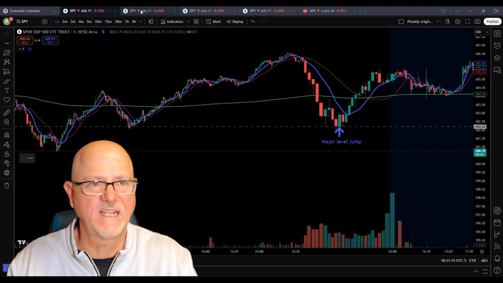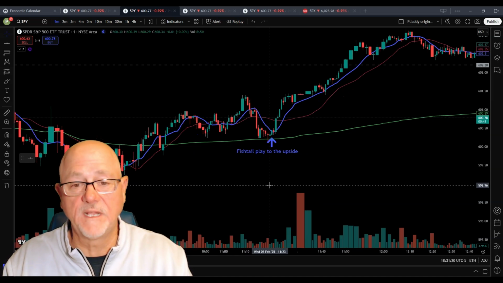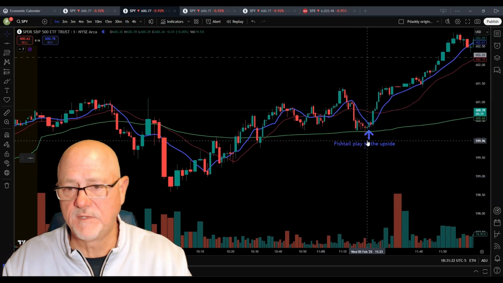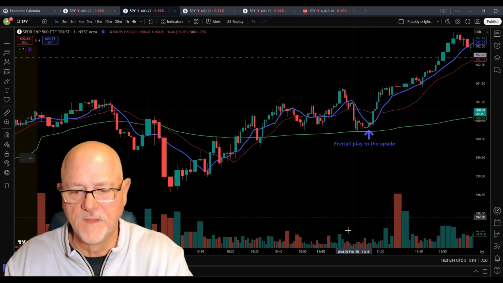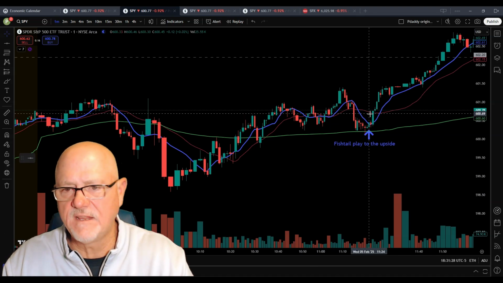Second tactic, let's talk about that real quick. This is called the fishtail play to the upside. So here's the fishtail play. What is the fishtail? Well, the fishtail, simply put, is the space between the 9 and the 20.